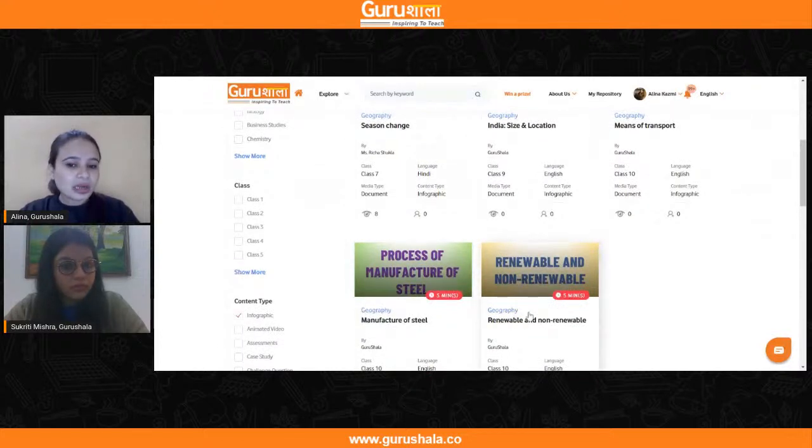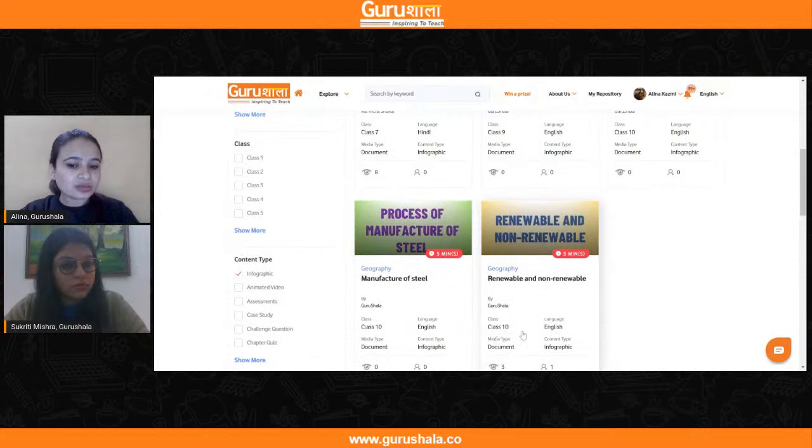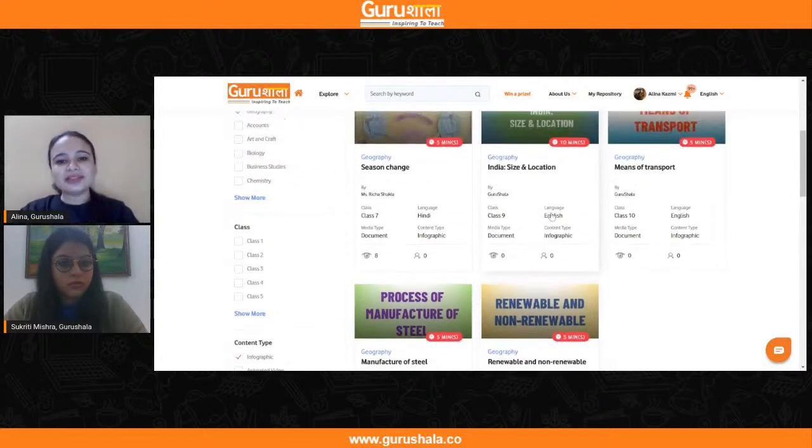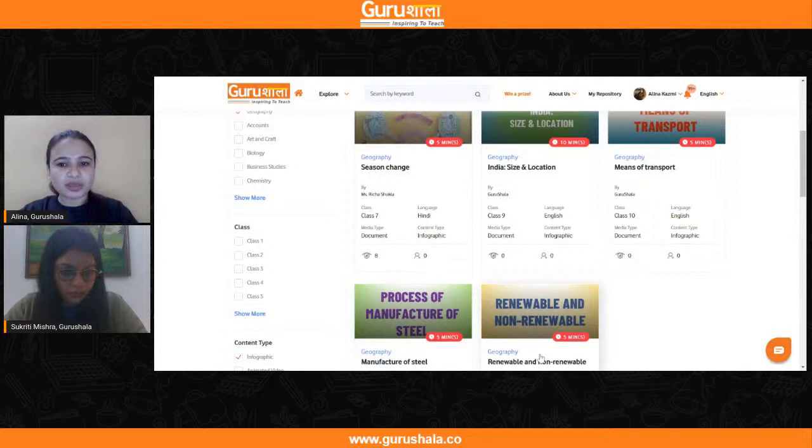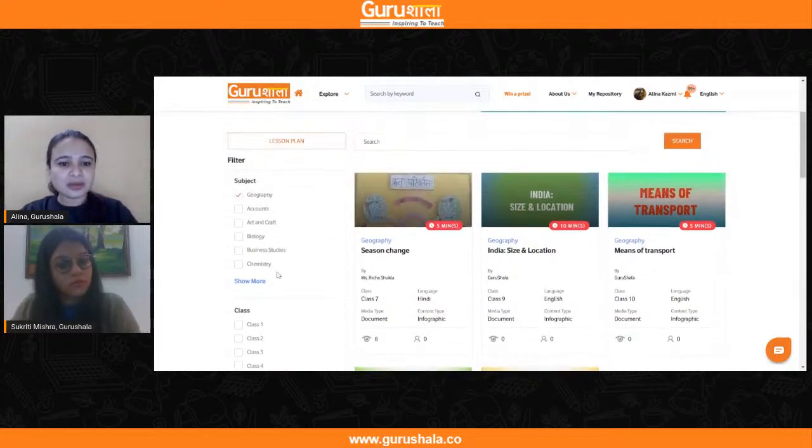For example, I want to access this resource, which is about a chapter of class 10th geography, which talks about renewable and non-renewable resources. So I've just clicked on it and the resource will open like this. As you can see, soon the resource will open, and there are other resources as well. There are resources on means of transport, and there are resources on India, size and its location as well. So like this, our teachers can use these resources. And as we can see, a lot of comments are also there.